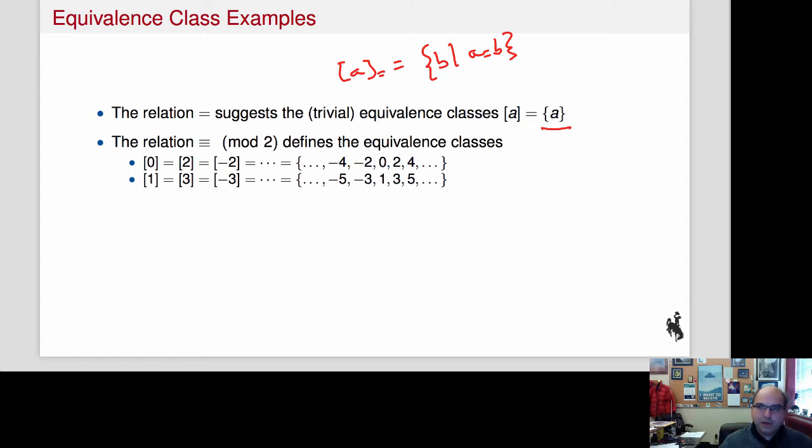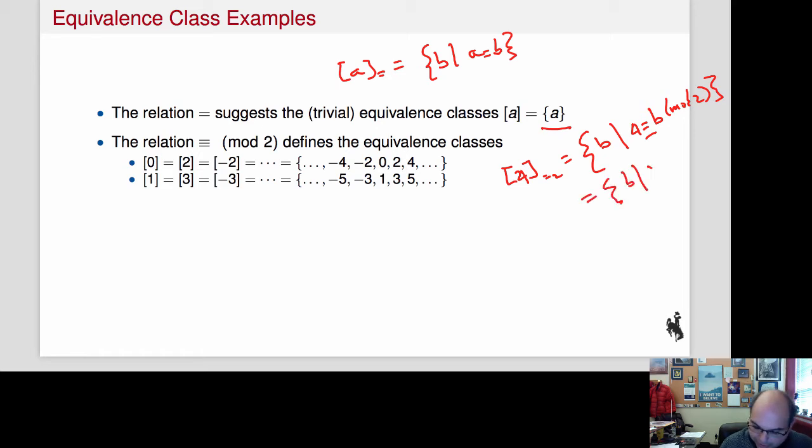How about this other one, equal mod 2? Let's try a real concrete example. Let's try 4. What exactly is the equivalence class of 4 mod 2? That's going to be the set of all b such that 4 is equal to b mod 2. And that's actually the set of all b such that the remainder of b divided by 2 is equal to 0, because that's the remainder of 4 divided by 2. And that's just equal to the set of all b such that b is even.